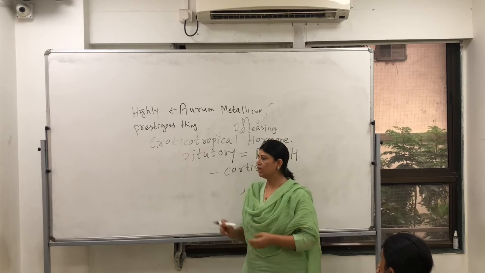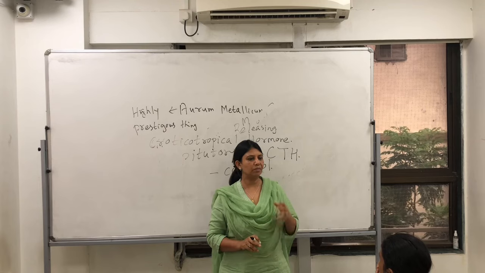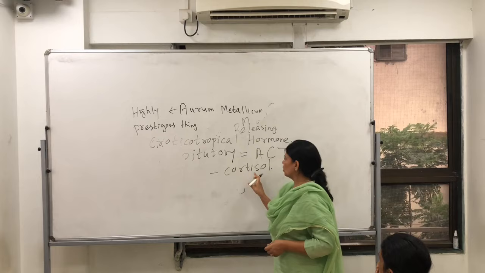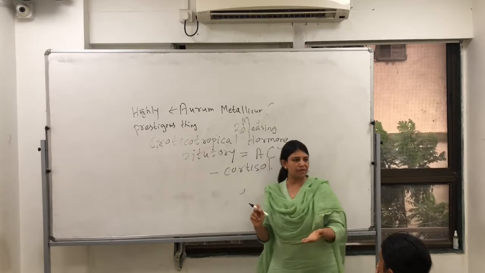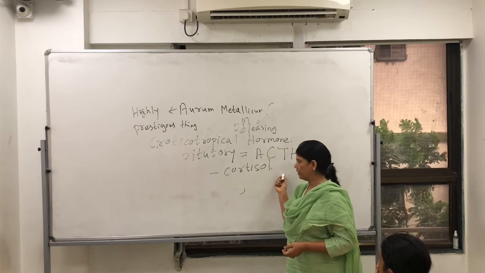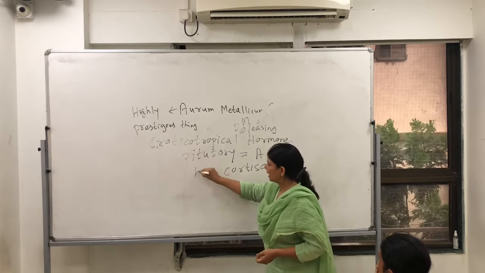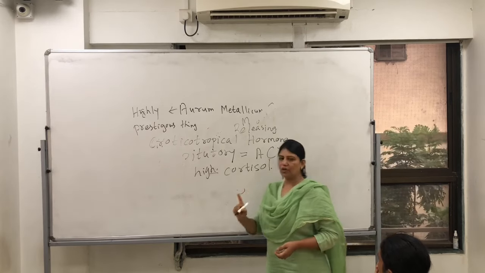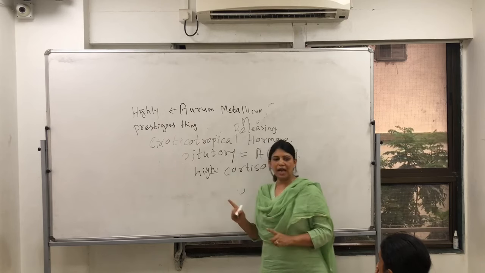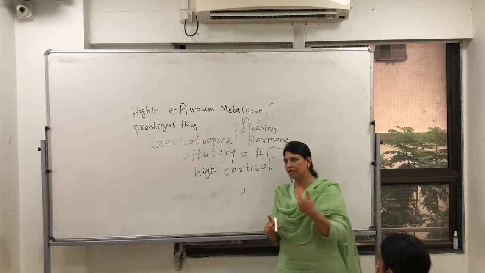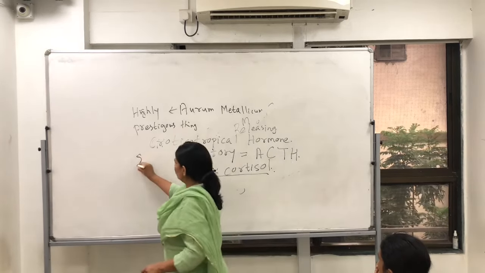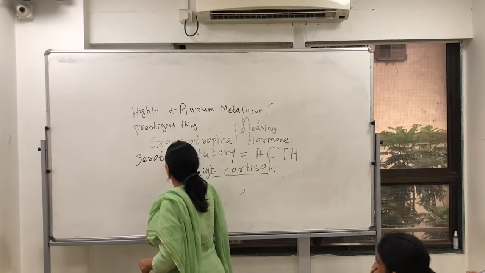Even Bailey has told that Aurum Met is a leading remedy for major depressive disorder, for endogenous depression. Now see, when the patient comes and says I'm suffering from depression, you can just check the cortisol level, and the cortisol level is very high. So in endogenous depression, there will be a high level of cortisol, the stress hormone, that will produce depression.